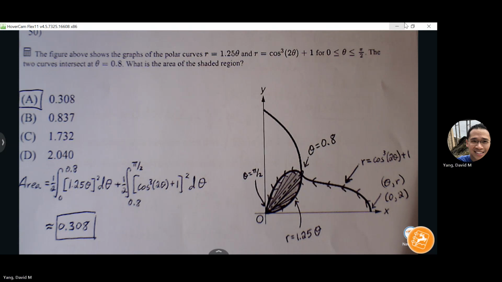So we're not doing 0 to pi over 2 for both functions because of the way that the second function is moving. If we go from 0 to pi over 2 or 0 to 0.8, then we're looking at this part of the graph, which we don't want, right? We only want the graph that is over here.